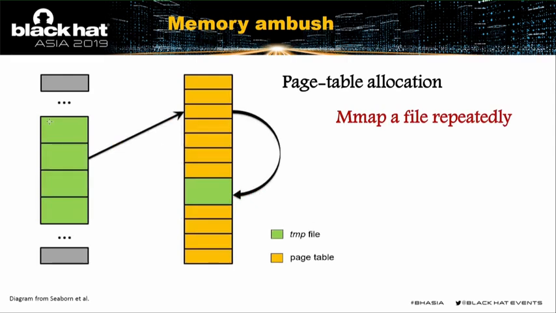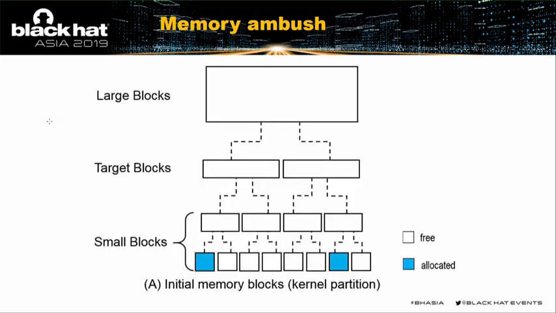Specifically, we create a memory mapped region and populate the region by accessing it, like writing or reading this region. So the page table pages will be allocated to translate the virtual addresses to physical addresses. With all this knowledge in mind, we now describe the key steps required for our memory ambush technique.